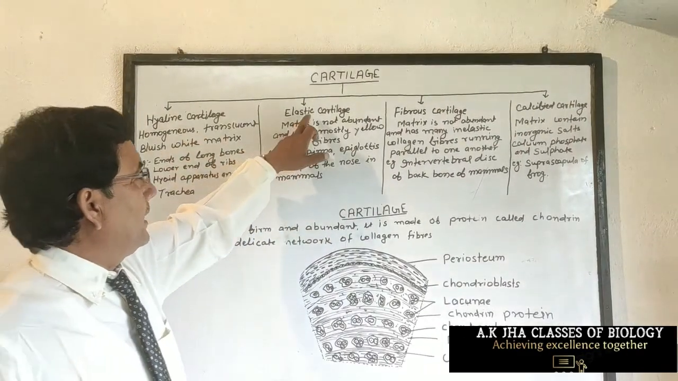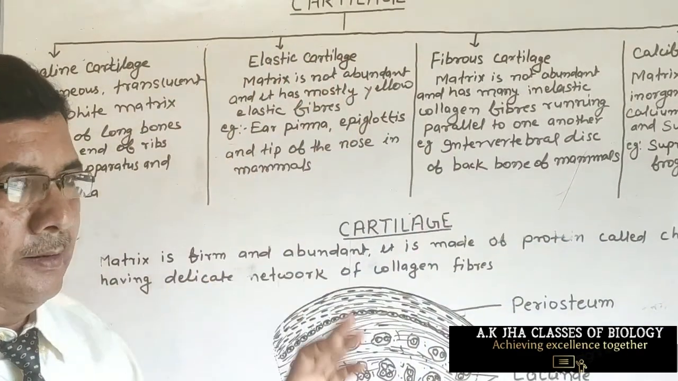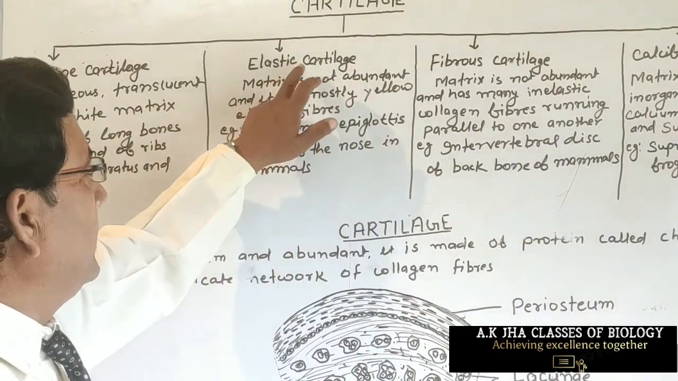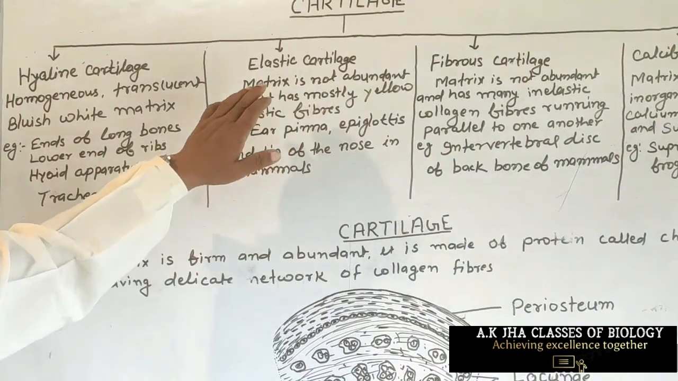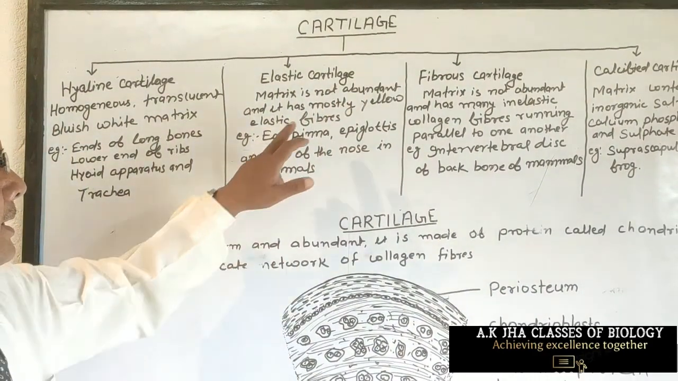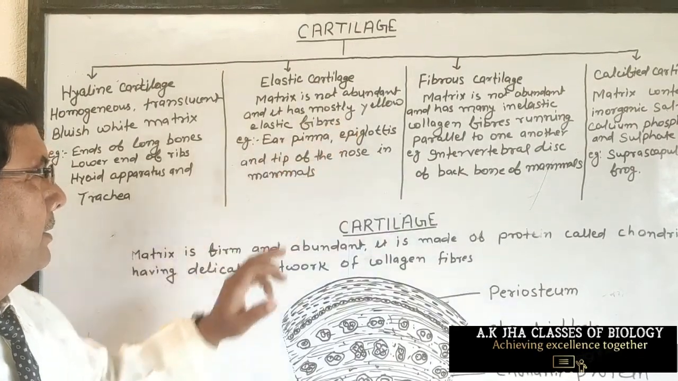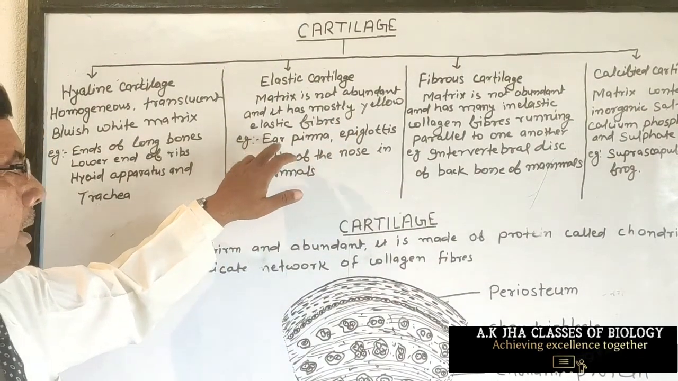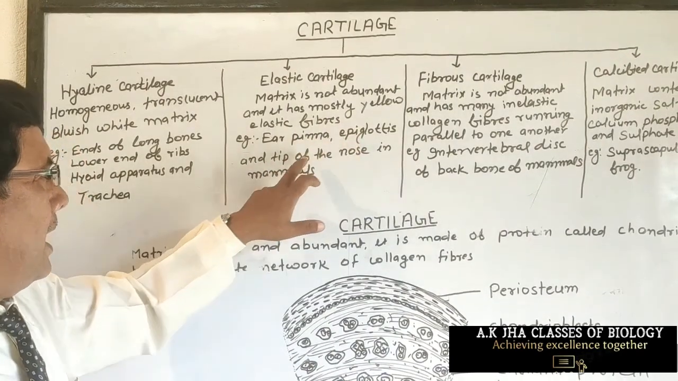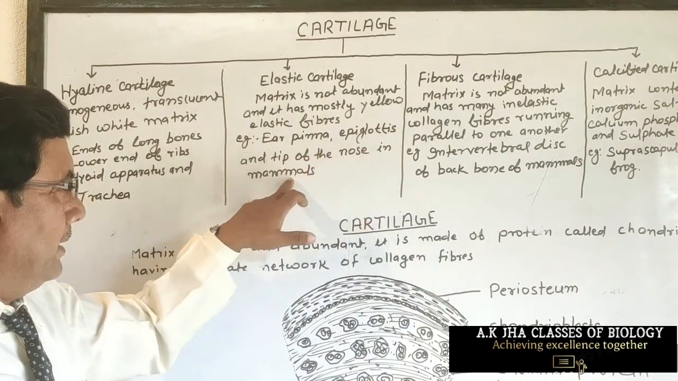Second is elastic cartilage. By the name, it is shown that it is elastic in nature. The matrix is not abundant and it has mostly yellow elastic fibers. Examples: our ear pinna, epiglottis, and the tip of the nose in mammals.